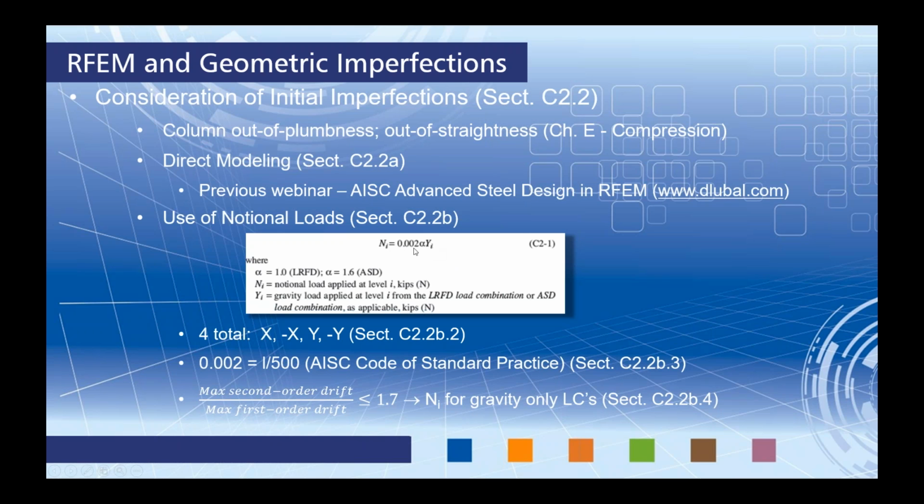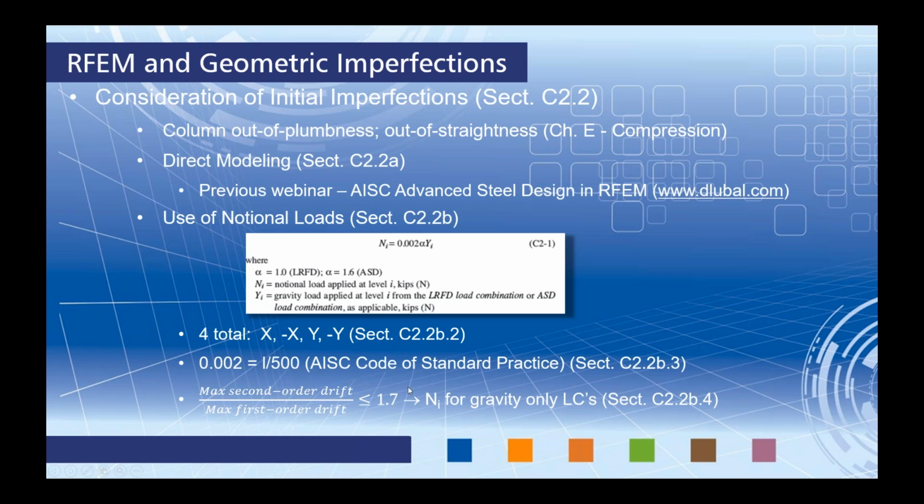or load combination. The code also tells us that we need to consider 4 different notional load cases. We have 2 orthogonal directions and both positive and negative. So in accordance with RFEM, this would be both positive and negative X direction and Y direction. As I mentioned, the 0.002 comes from the AISC Code of Standard Practice for L over 500. The code does tell us that if we would like to adjust this for whatever reason, we can do so, but this is the suggestion directly from the AISC.